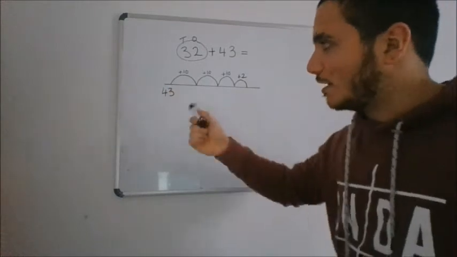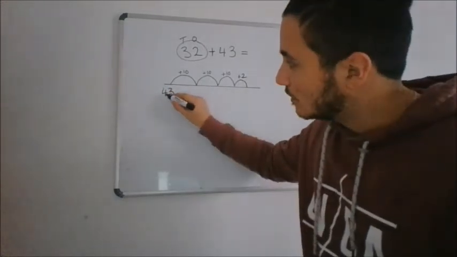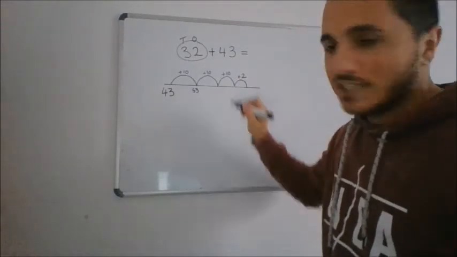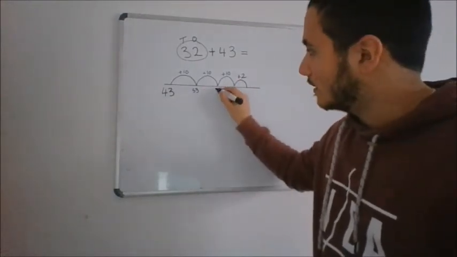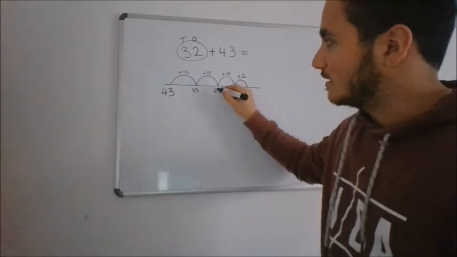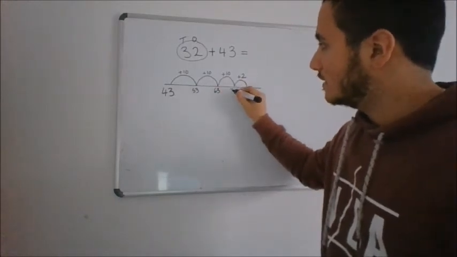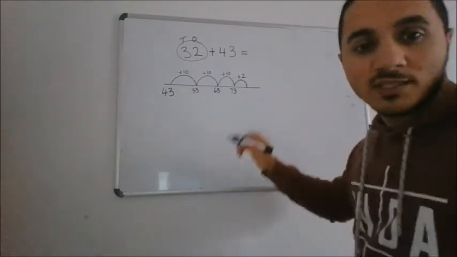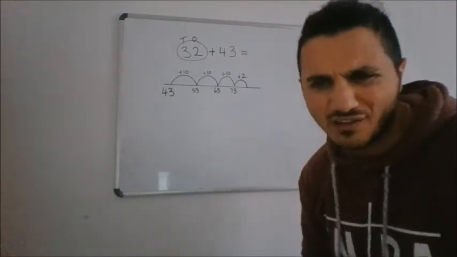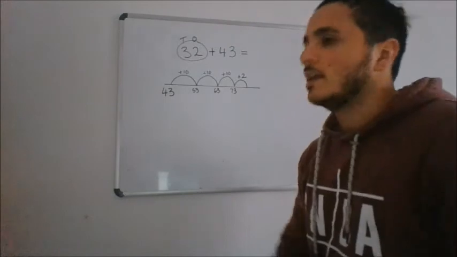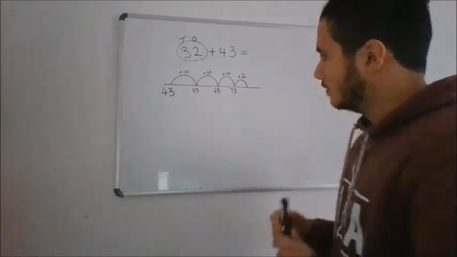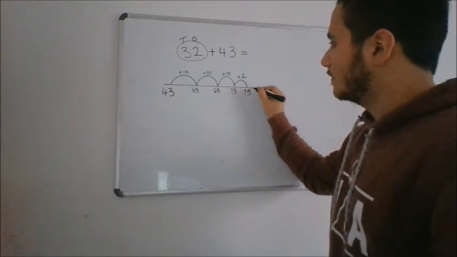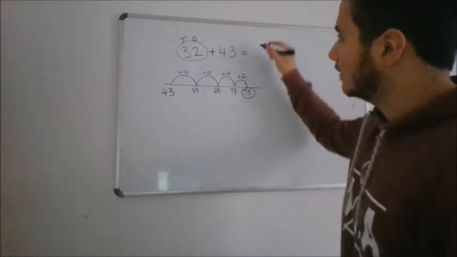So 43 plus 10, we're just adding one more to the tens column, 53. 53 plus 10, add another one to the tens column, 63. 63 plus 10, 73. Now I need to plus the 2. 73 plus 2. I'll quickly do that with my counting on. 73, 74, 75. And I've got to my answer. I'm going to circle my answer and write my answer here.